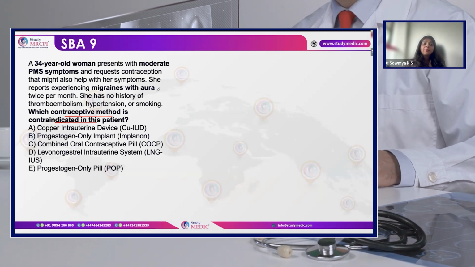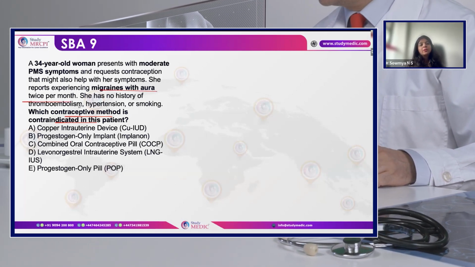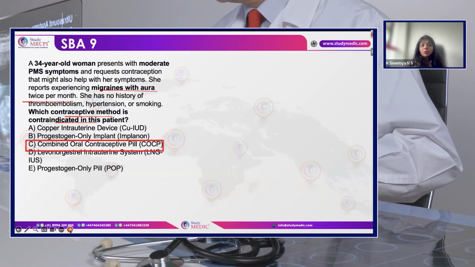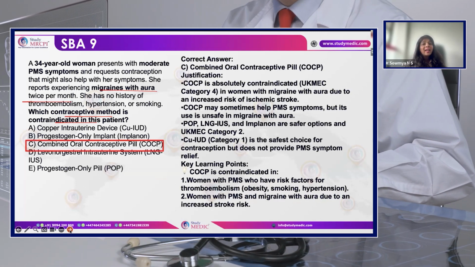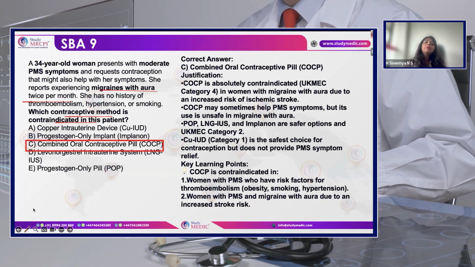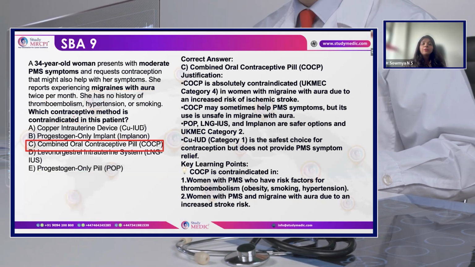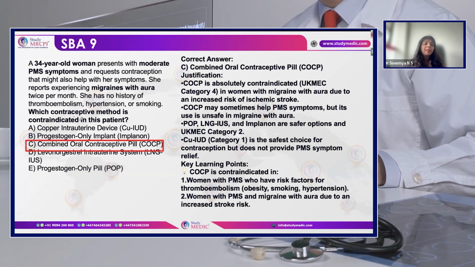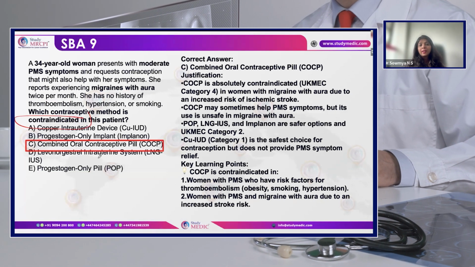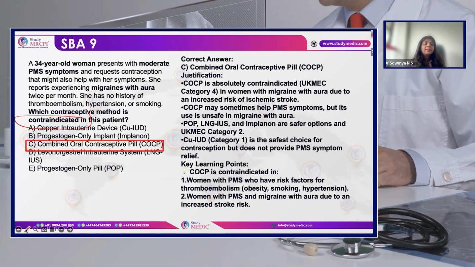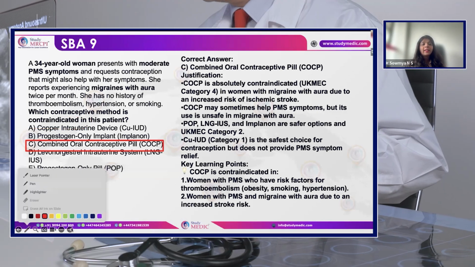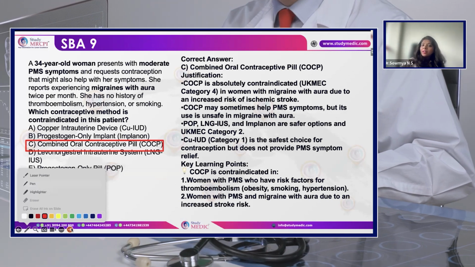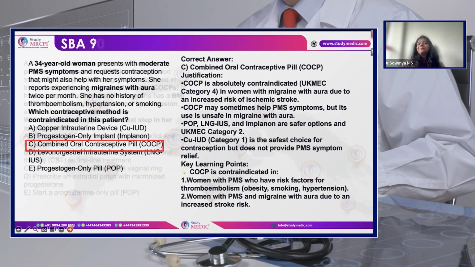She reports experiencing migraines with aura twice per month. She has no history of thromboembolism, hypertension, or smoking. So what is the best bet? Here, we are asking for contraindication. You know that migraine with aura. Don't jump and choose copper T, because that's not going to help in the PMS. But my problem is I have asked you contraindication. So that's the reason you must remember this would be contraindicated in these women with PMS, especially with migraine with aura, because that always increases the risk of embolism. Perfect.